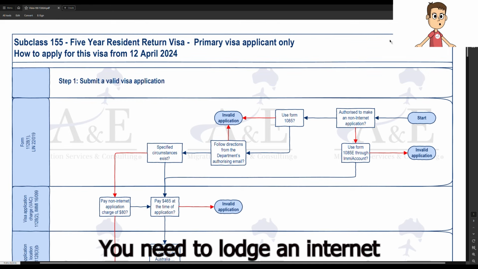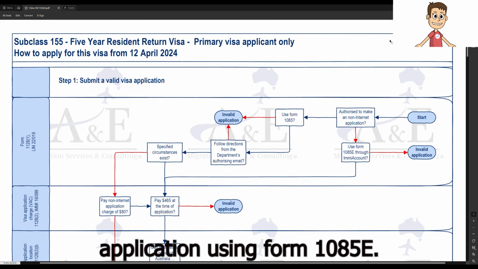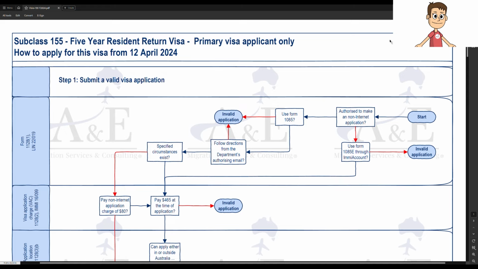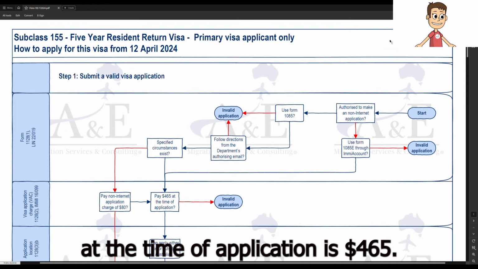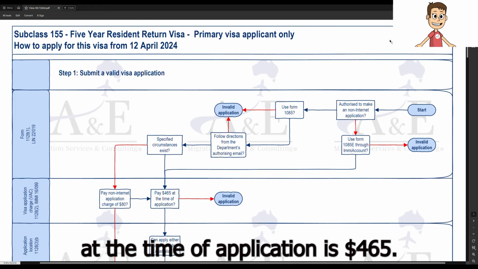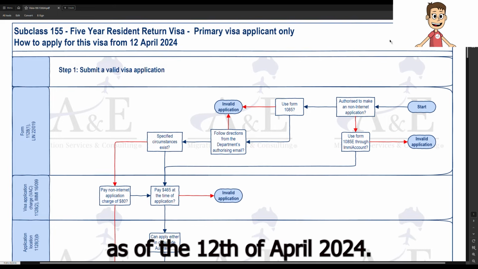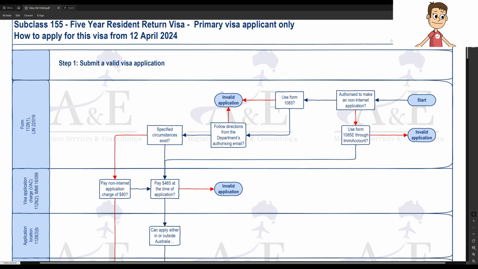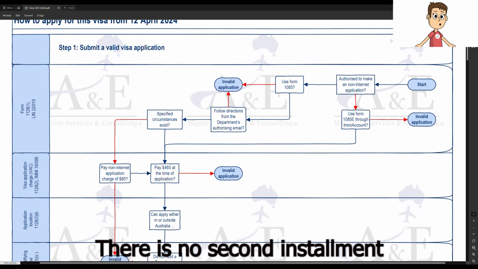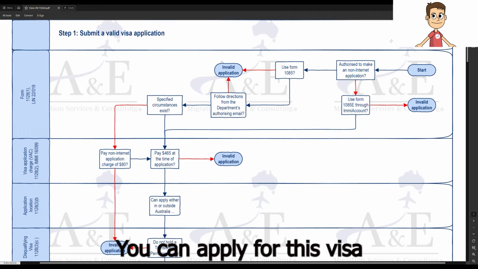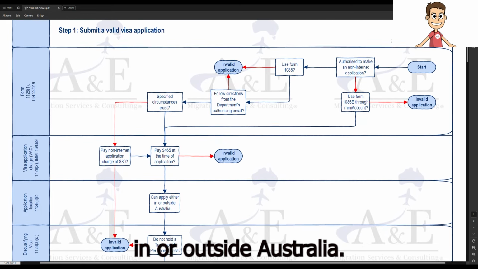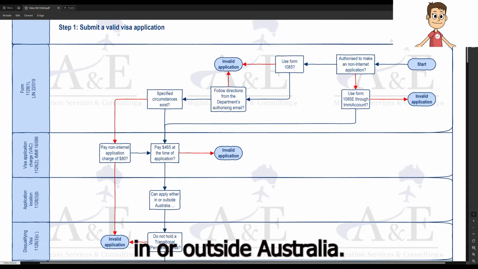You need to lodge an internet application using Form 1085E. The visa application charge at the time of application is $465 as of the 12th of April 2024. There is no second installment of the visa application charge. You can apply for this visa in or outside Australia.